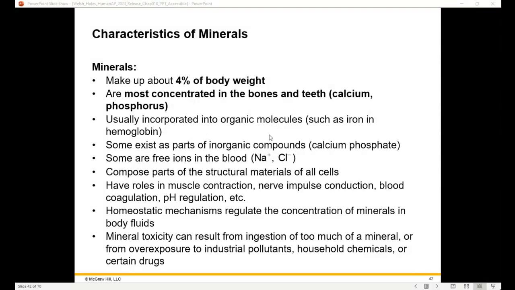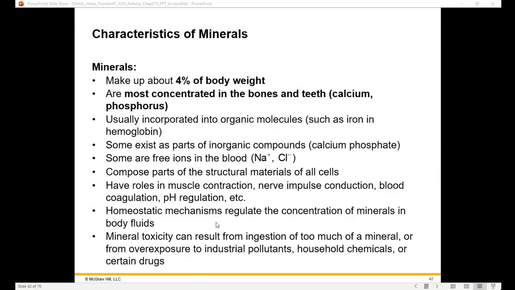Usually, they're incorporated into organic molecules such as iron in hemoglobin. Some exist as parts of inorganic compounds like calcium phosphate. Some are free ions in the blood like sodium and chloride ions. They compose parts of the structural materials of all cells. They have roles in muscle contraction, nerve impulse conduction, blood coagulation, pH regulation, and other activities.